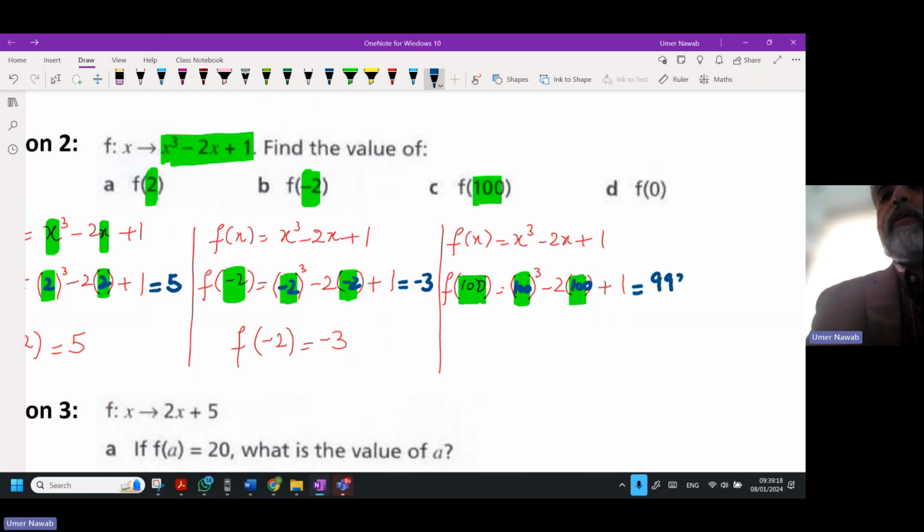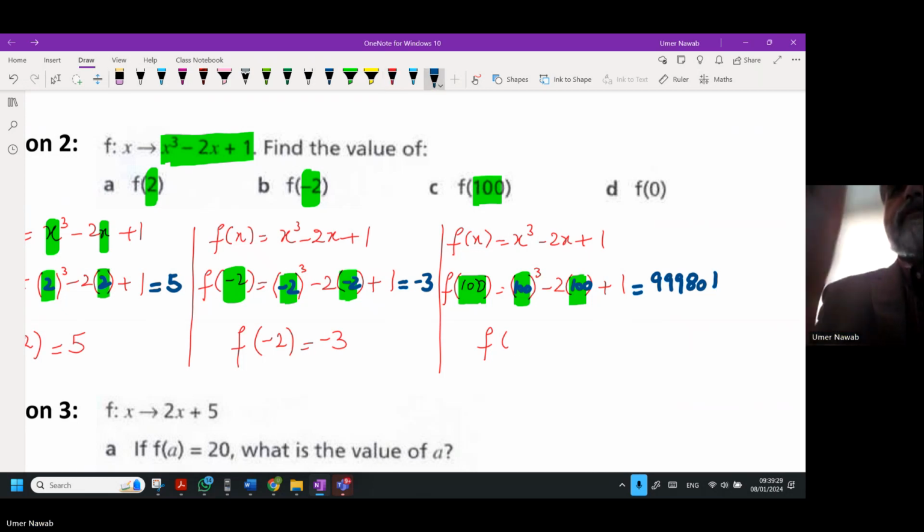So 999,801. So my final answer is f of, no, not x, f of 100 is equal to 999,801, and that's my output.